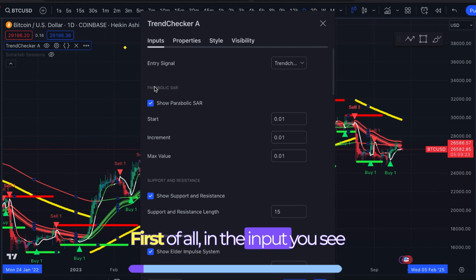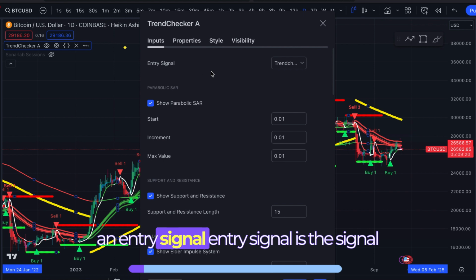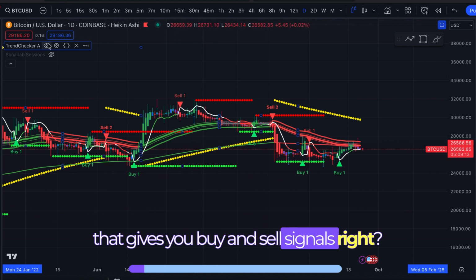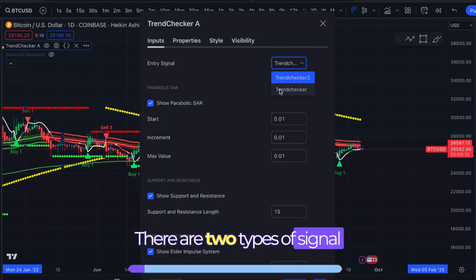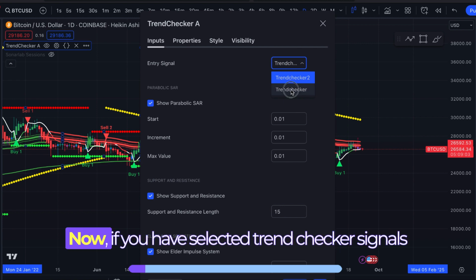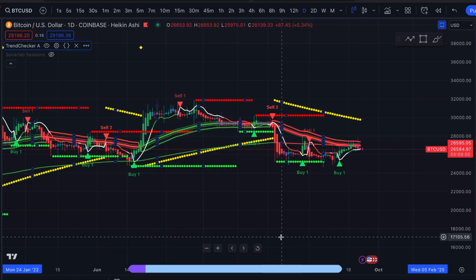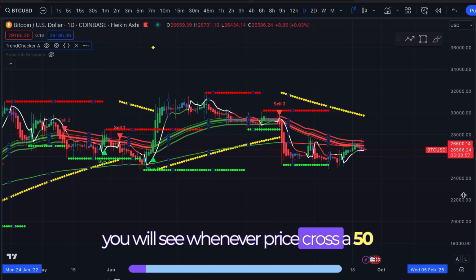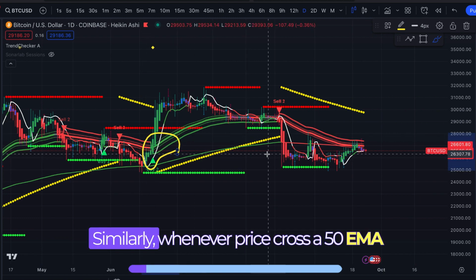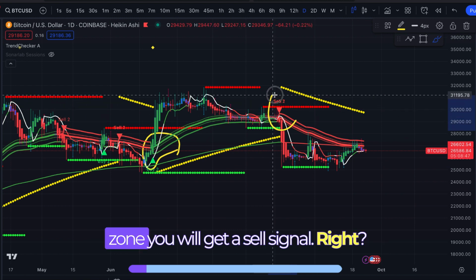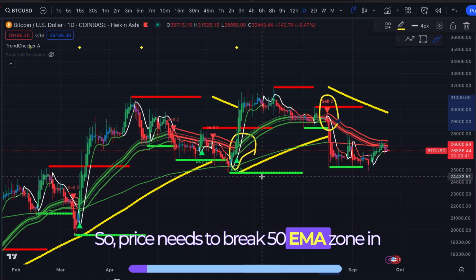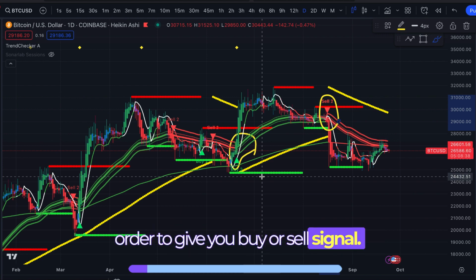First of all, in the input you see an entry signal. Entry signal is the signal that gives you buy and sell signals, right? There are two types of signal given in the Trendchecker A. One is Trendchecker and the second is Trendchecker 2. Now if you have selected Trendchecker signals, whenever price crosses above the 50 EMA zone, you will get a buy signal. Similarly, whenever price crosses below the 50 EMA zone, you will get a sell signal, right? So price needs to break the 50 EMA zone in order to give you a buy or sell signal.